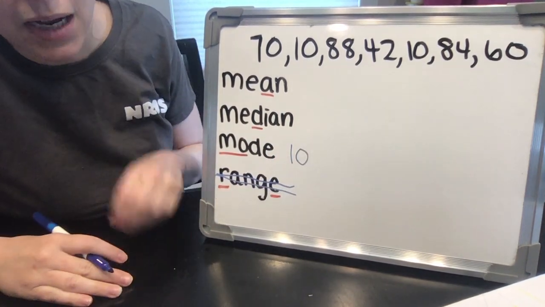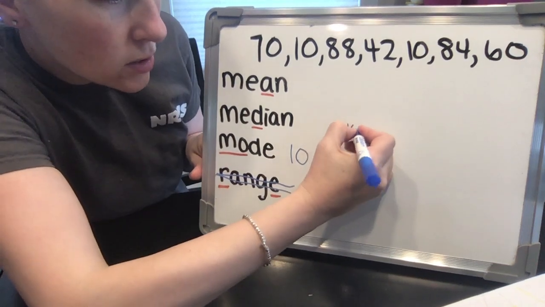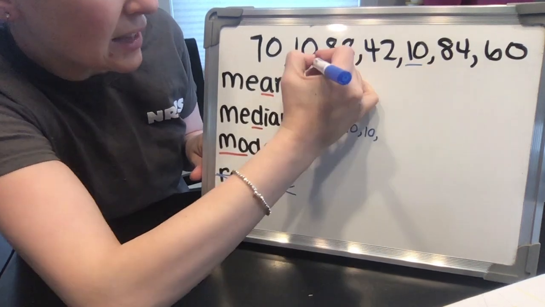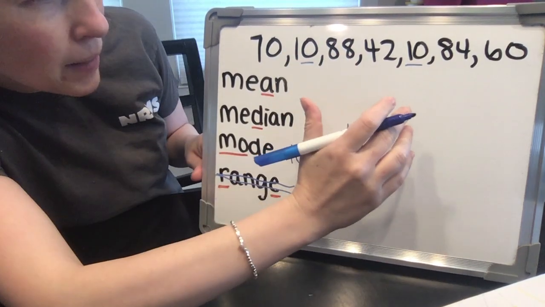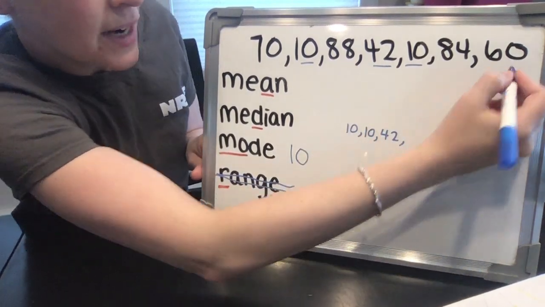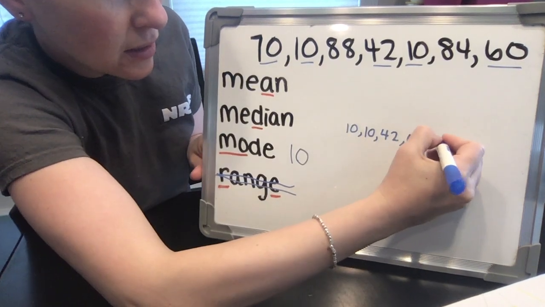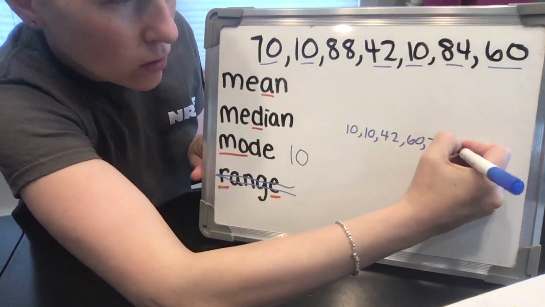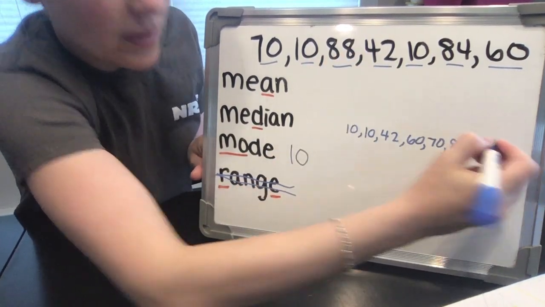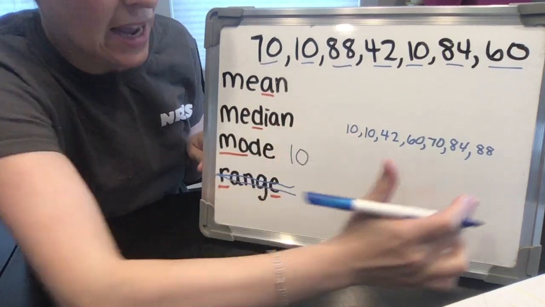Next, I'm going to look at median. Before I can find the number in the middle, I have to put my scores in order. So my scores in order would look like this. I got a 10, I got another 10. I'm going to start checking these off. It's hard to keep track. My next lowest score was this 42. Then I see a 60 and a 70. I see an 84 and I see an 88. So there's my scores in order. I've just rearranged them so they go from my worst day to my best day.